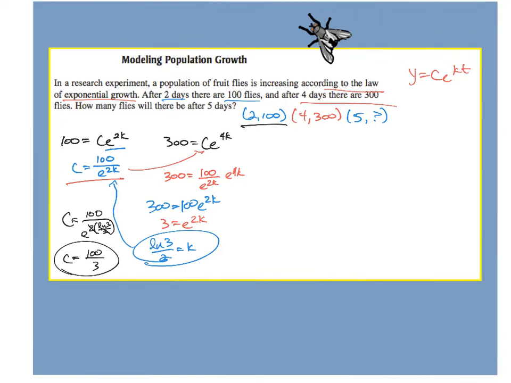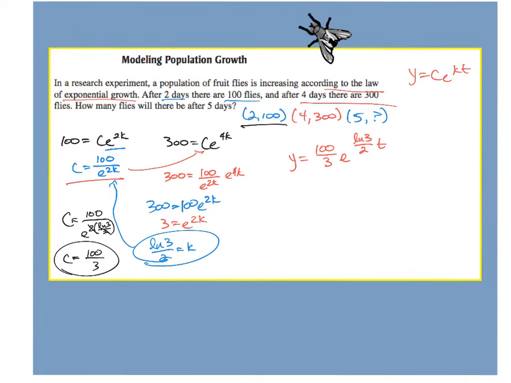So now that I have both my C and my K, I could make my Y value. So now I have Y is equal to, what's my C? 100 over 3. And then I have e to, what's my K? Natural log of 3 over 2 times my time of t. All right. Well, what's being asked in this question?